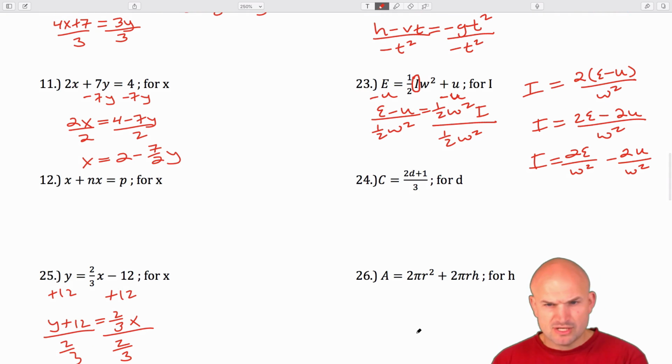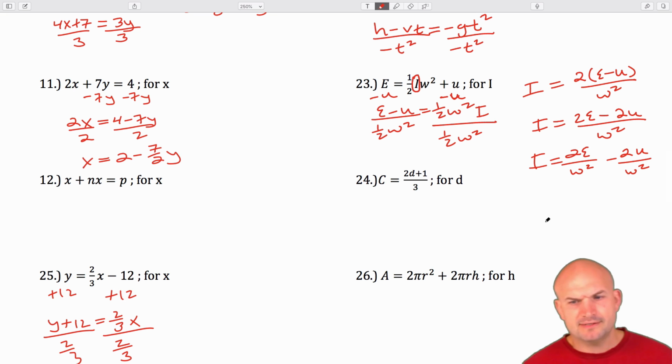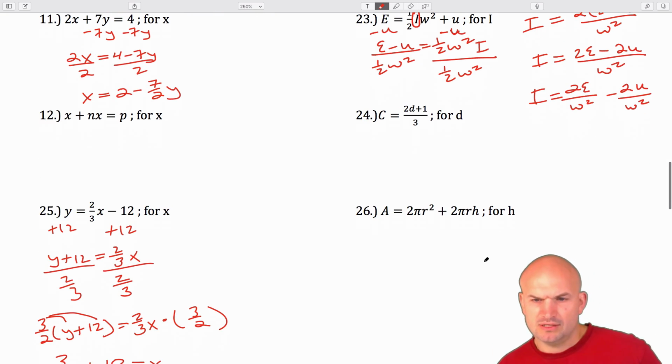24 is going to be solving for D. Now this one, yeah, I'll come to that one in a second. We'll do that one later, or last. All right, the last one is H. Okay, I'll do this one.